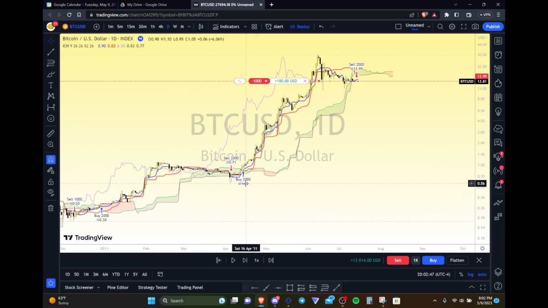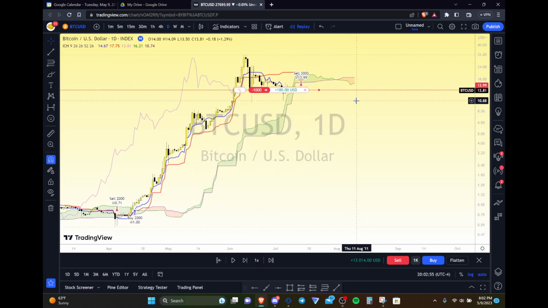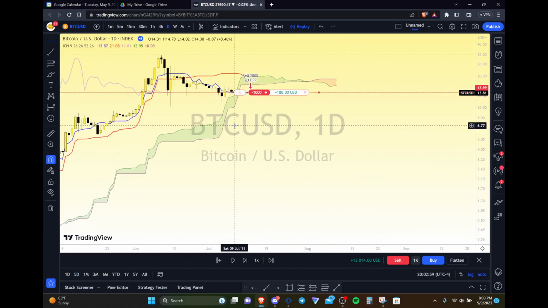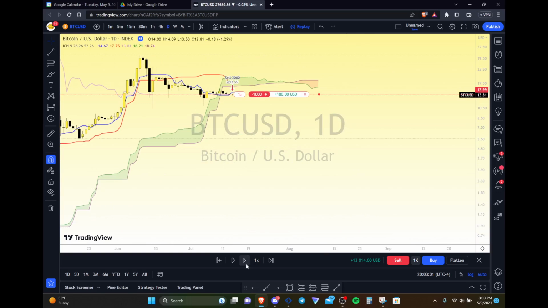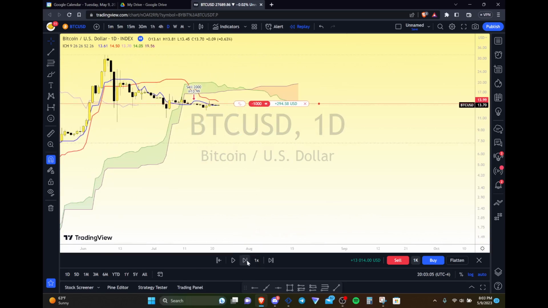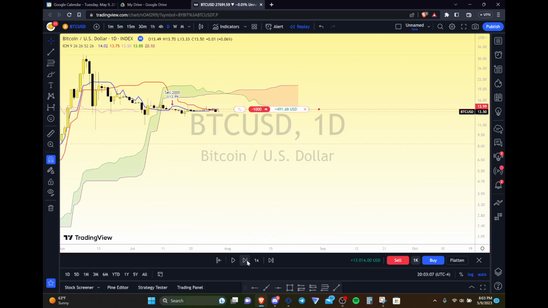So again, Ichimoku is performing extremely well, but that's also because Bitcoin is trending extremely well. So just keep that in mind. But you have to be impressed by something like this either way, even though it is Bitcoin. So let's keep it going. So we're currently short, currently flat. Keep it going.